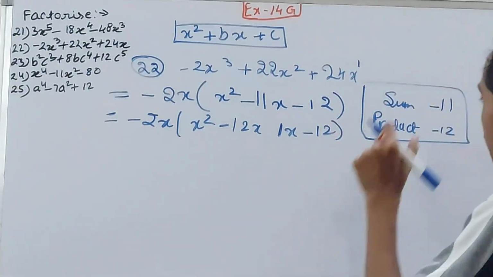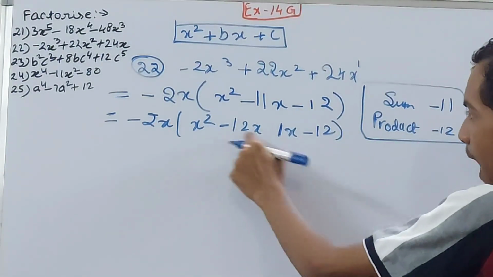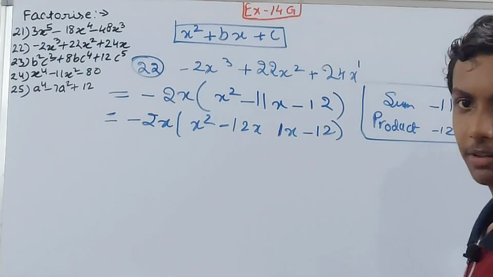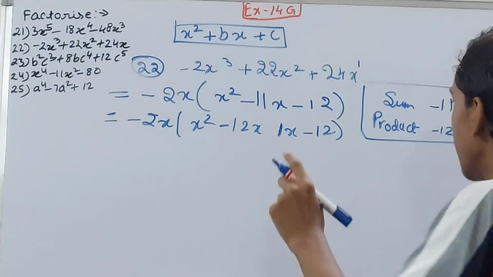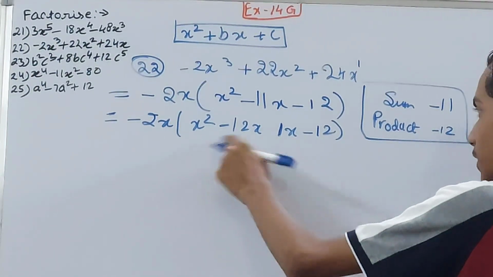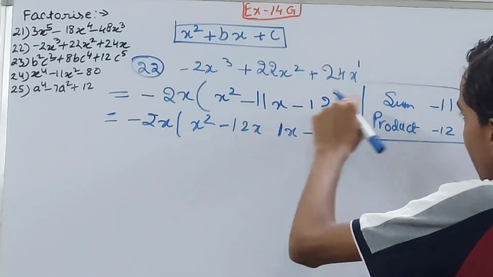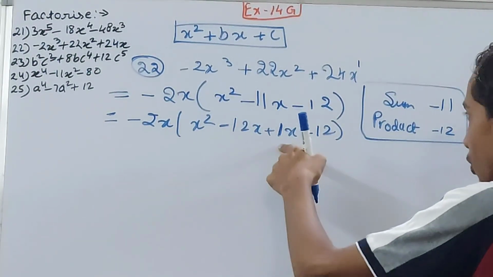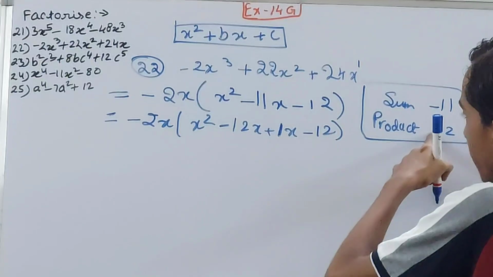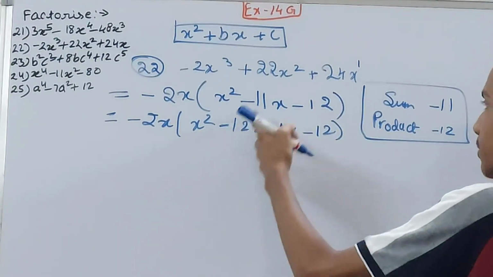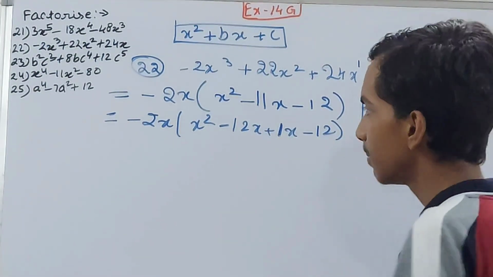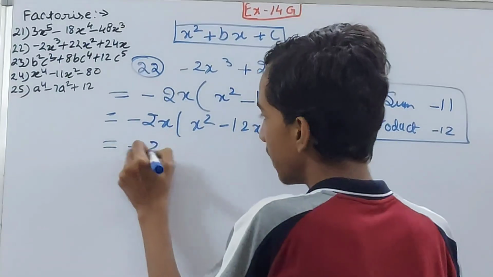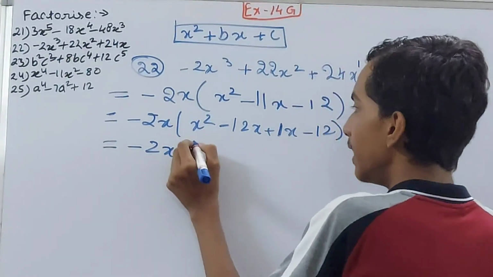Okay, is that clear? If the product is minus, then one of them has to be plus and the other minus, right? We cannot make both of them minus minus, or plus plus. So we have given the minus sign to 12 and plus to 1. Now minus 12 into plus 1, that is going to be minus 12 only. Minus 12 plus 1, that is minus 11. So this is solved. Now we can begin the factorization. So we can take minus 2x here, that is as it is. Leave this.